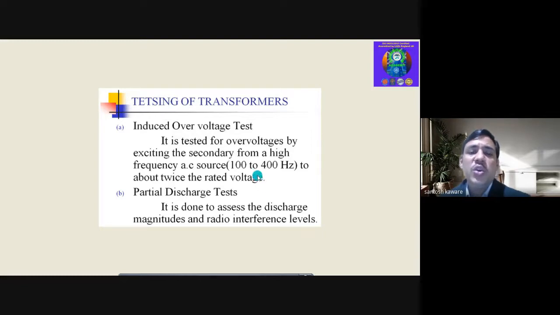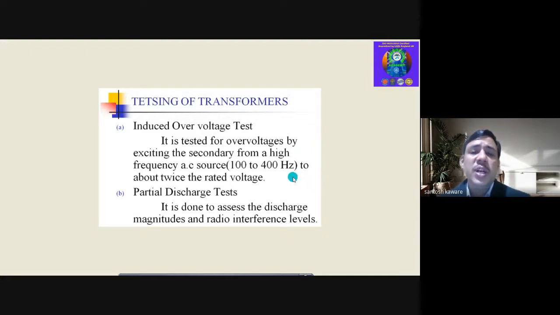Then those voltages will get measured, and there are formulas and standardization. As per that standardization, limits are decided, and within that limit you should get that voltage. So such a type of voltage test is carried out. That is an induced over voltage test.